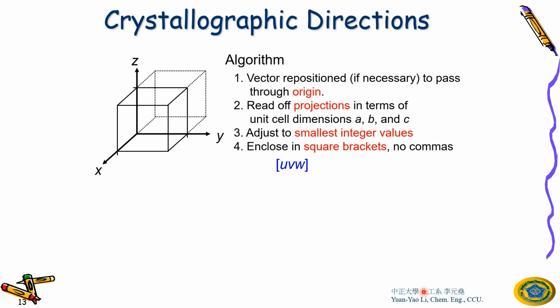Okay, so let me just remind you, it's very important. Four steps: origin, projection, small integer, right? Value by multiply or divide it. Okay, and square bracket. Square bracket, no commas. There's no comma here, right? Okay, UVW.